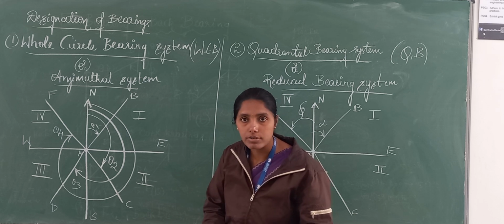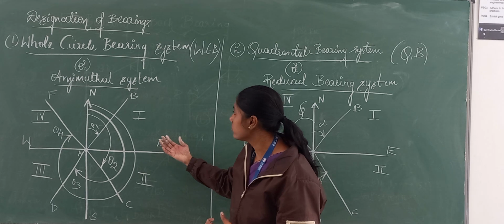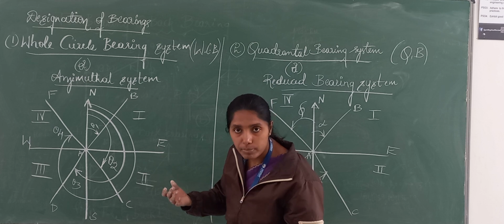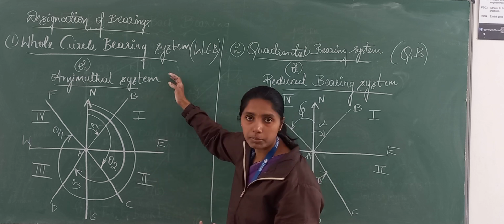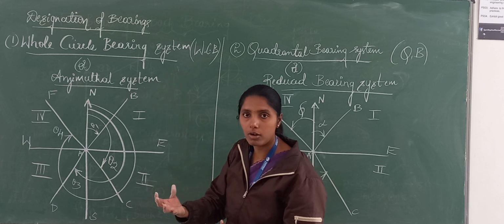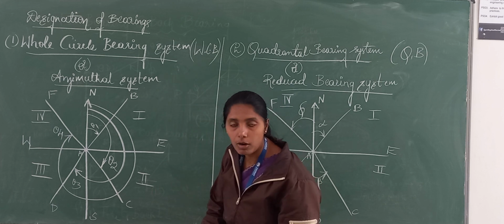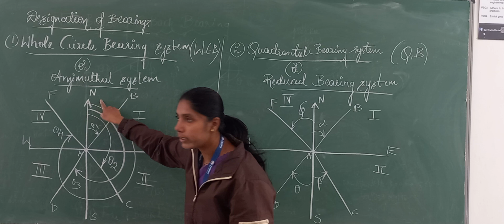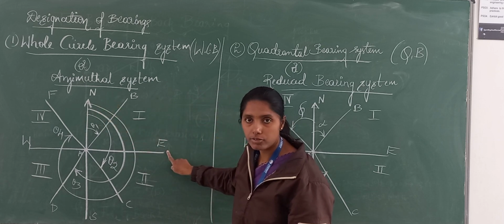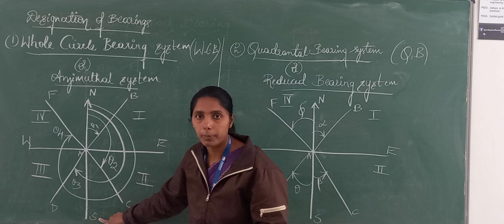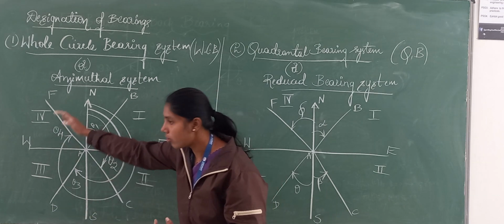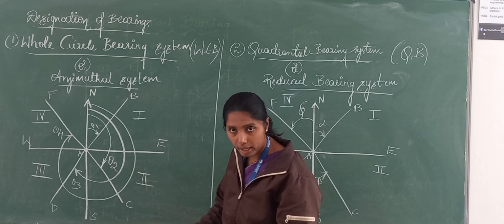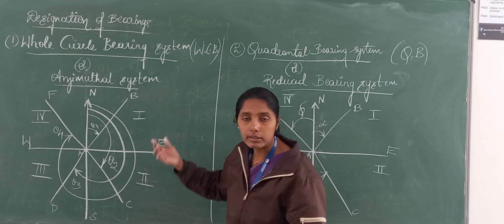Our prismatic compass falls under this kind of bearings. You can find the whole circle bearings in the prismatic compass. What I mean is that in the prismatic compass there will be 0 degrees at the south, 90 degrees at the west, 180 degrees at the north, 270 degrees at the east and 360 degrees again at the south. You can find the variation of angle from 0 to 360 degrees. That is what I am explaining with respect to the whole circle bearing system in the prismatic compass.